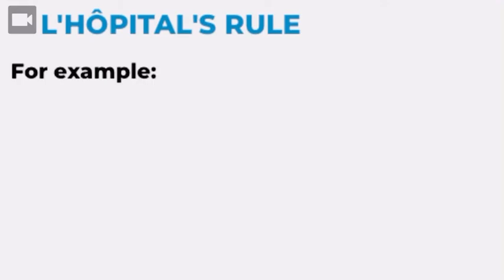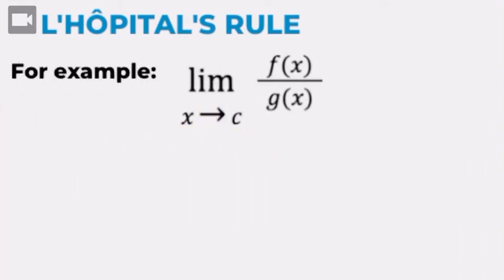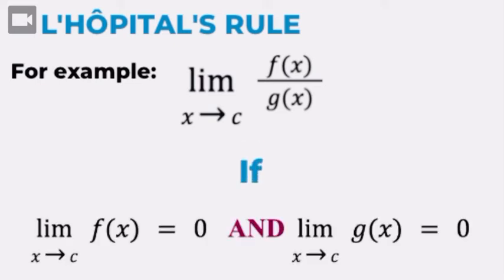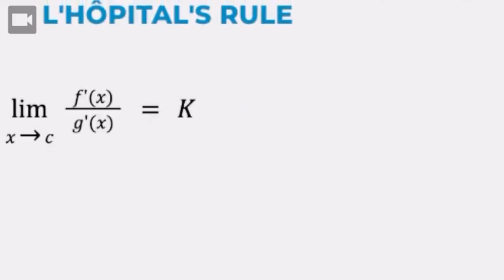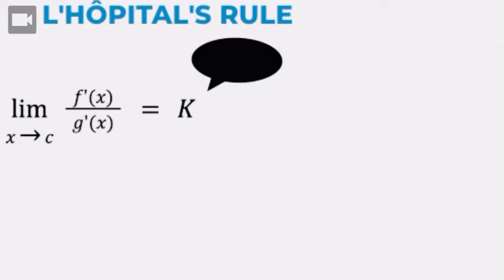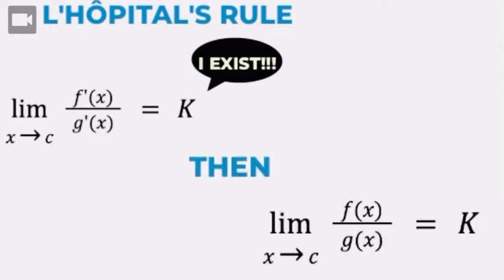Let's take, for example, the limit of f of x over g of x as x approaches c. If the limit as x approaches c of f of x is equal to 0, and the limit as x approaches c of g of x is also equal to 0, and the limit as x approaches c of f prime of x over g prime of x exists and is equal to k, then we can say that the limit as x approaches c of f of x over g of x is also going to be equal to k.